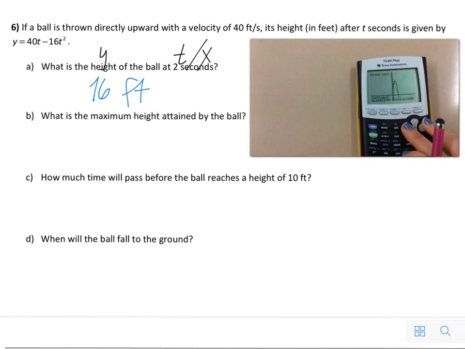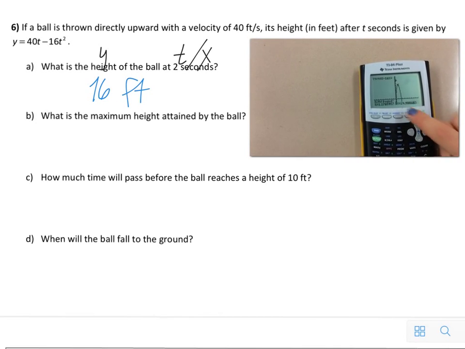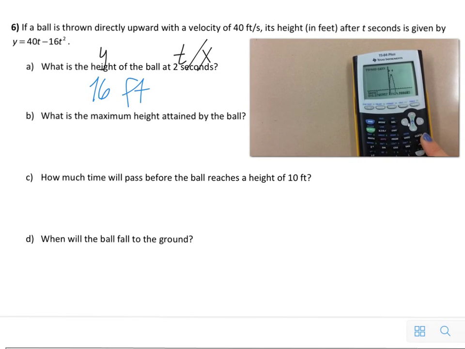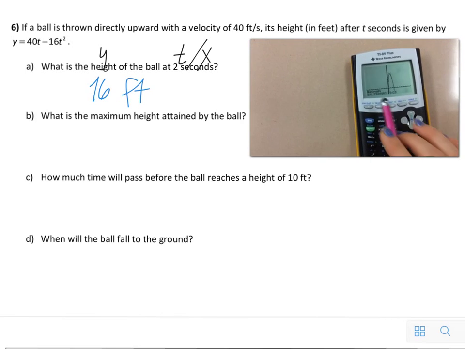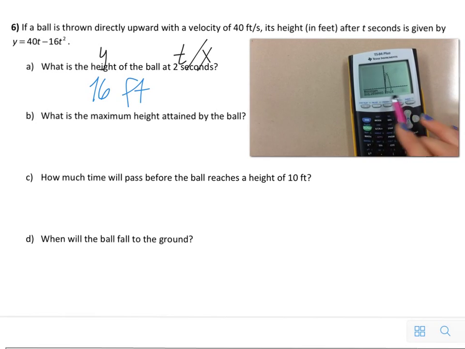I can use my left or right arrows to move the cursor. If I look at the prompts, it's going to prompt me 3 things. The first one is my left bound. So I'm going to make sure that my cursor is to the left of the vertex, and I'm going to press enter. Then it asks me for my right bound. I'm going to move my cursor to my right side and press enter. And then I'm going to guess up at the very top of our parabola. So I'm going to press enter, and now I have my maximum. So at 1.25 seconds, my y value is 25, and that's my maximum height.